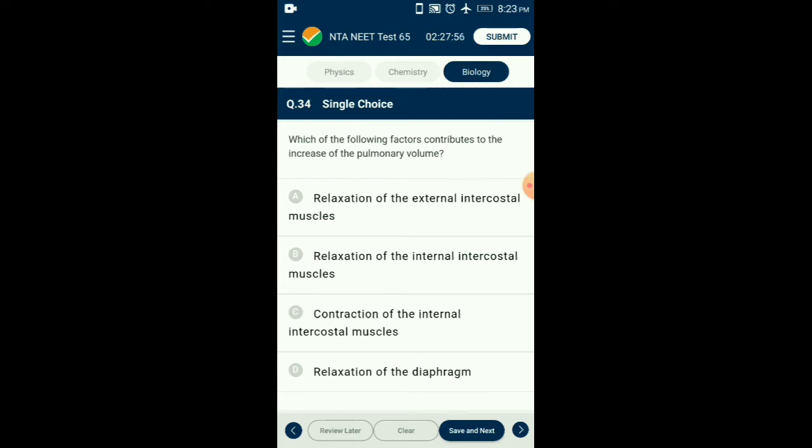Expiration: relaxation of the diaphragm and the intercostal muscles returns the diaphragm and sternum to their normal position and reduces the thoracic volume and thereby pulmonary volume. This leads to an increase in intrapulmonary pressure to slightly above the atmospheric pressure, causing the expulsion of air from the lungs. This is called expiration. So the answer for this question is option B, relaxation of the internal intercostal muscles.